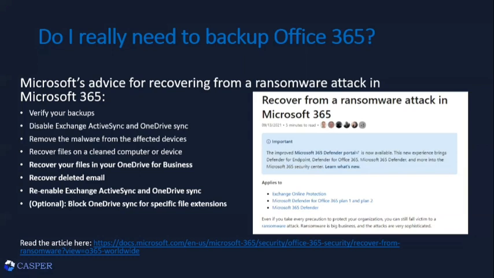So one of the first steps is that you should verify your backup. That means obviously Microsoft expects you to have a backup. I'm sure other software as a service offerings also expect that you should keep some form of backup at least. Then the rest of the steps are that you should disable Exchange Active Sync and OneDrive Sync, then remove malware from affected devices, and recover files on a clean computer or device. Then you could also recover your files in OneDrive for Business and recover deleted email.